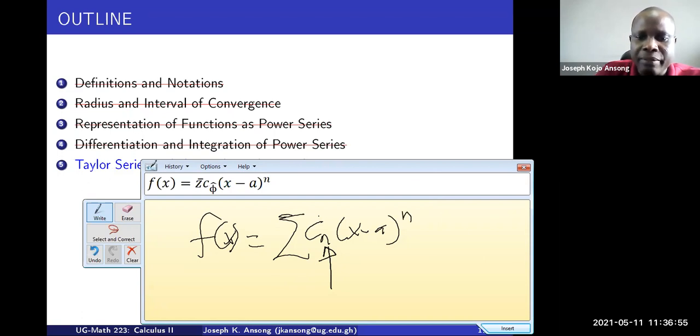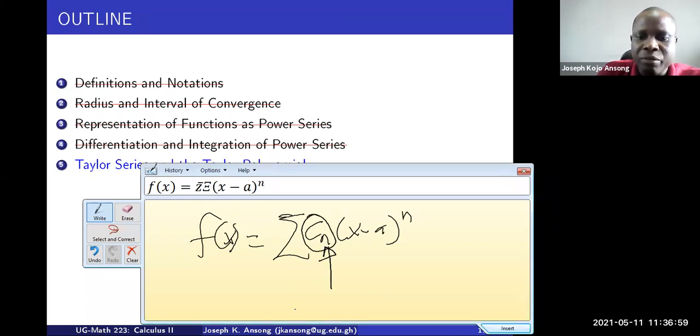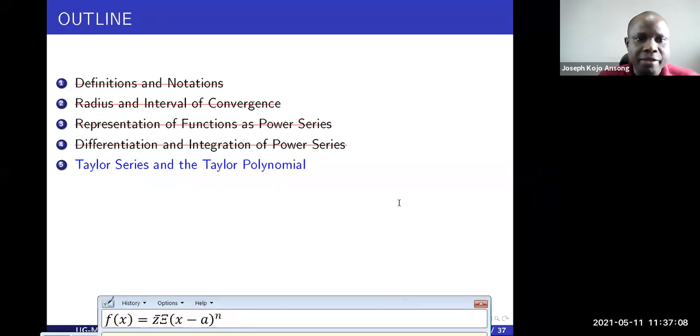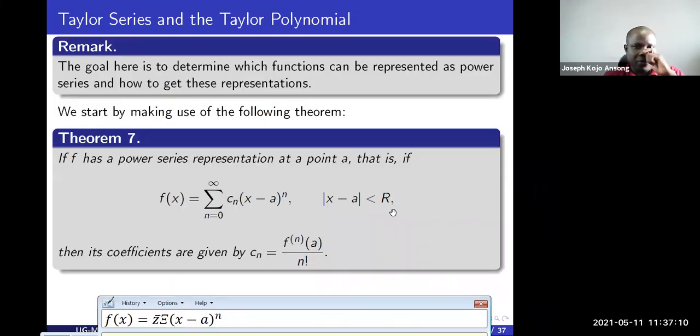And so by using that theorem, we know the Cn's, we put them back in there, and what we get is what is called a Taylor series. So that is what we're going to do next. So the goal is to determine also which functions can actually be represented as a power series. So that's one of the other goals.